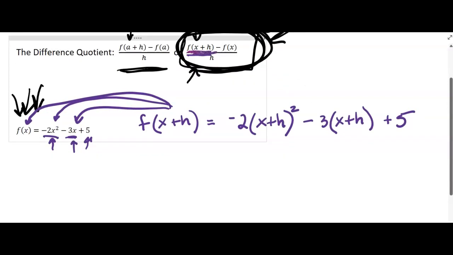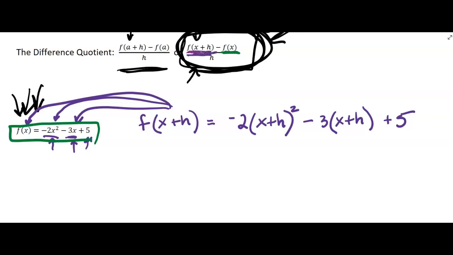Now that part, we're going to have to simplify. And then we'll have to find f of x. But you know what? We already know what f of x is. That is right here. They told us what f of x is. And the third piece of the puzzle is down here. It's just h. Okay, it's not f of h, it's just h. So the hard part is the first part, f of x plus h. We're going to do that now. We're going to simplify it.